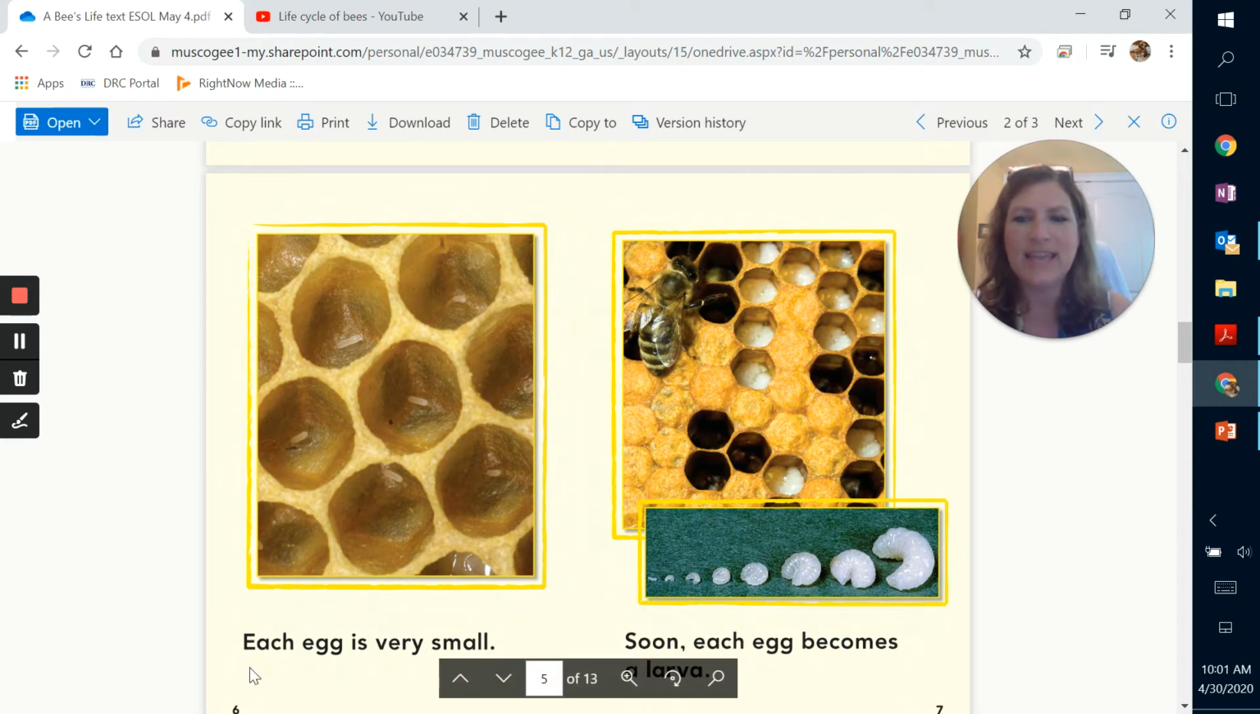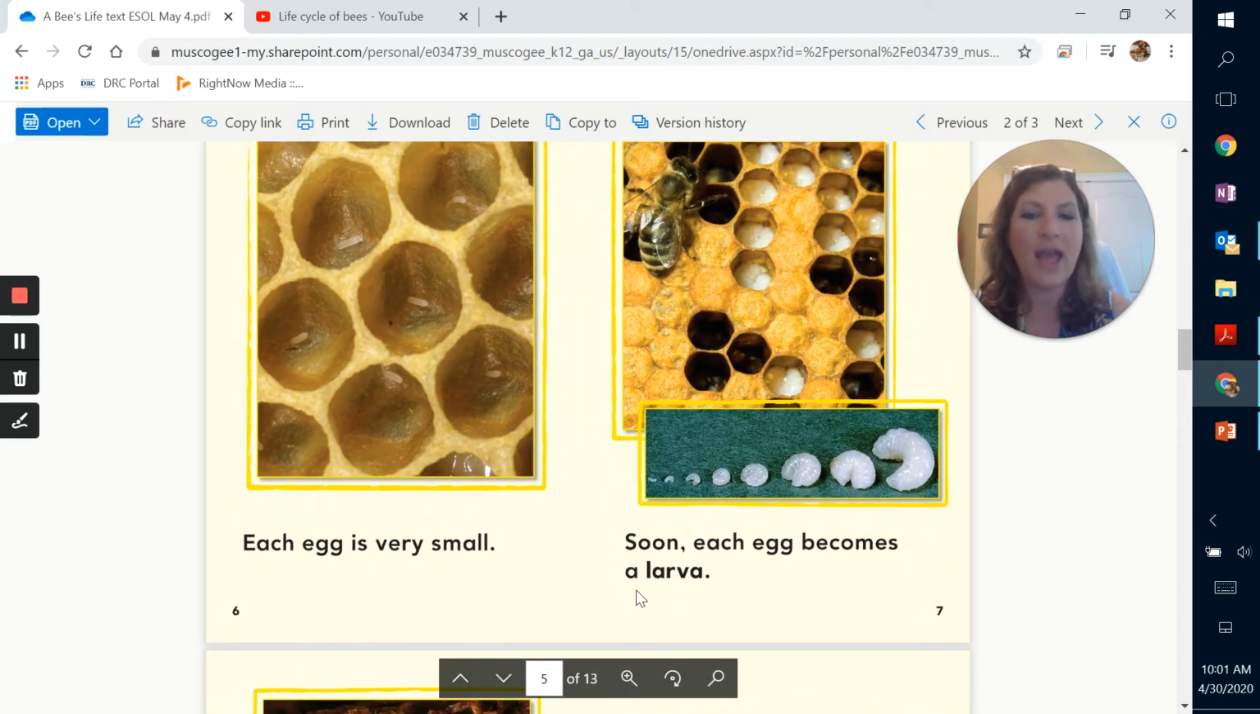Let's read the text. Each egg is very small. Soon, each egg becomes, let's see if we can get that word up there, a larva. Let's read that word again. That's one of our words to know, larva. It almost looks like a worm to me. Doesn't it look like a worm to you? So we've got each egg is very small, almost as small as a piece of rice. Soon each egg becomes a larva.